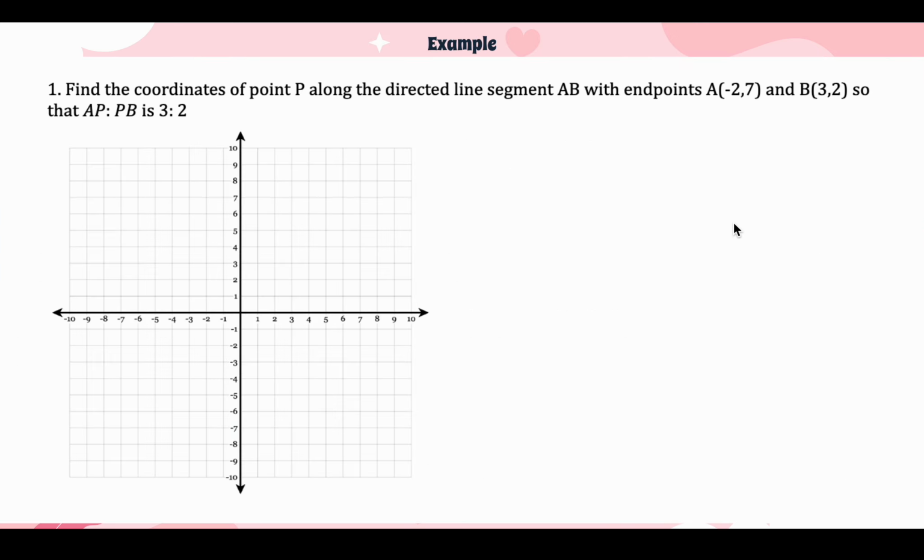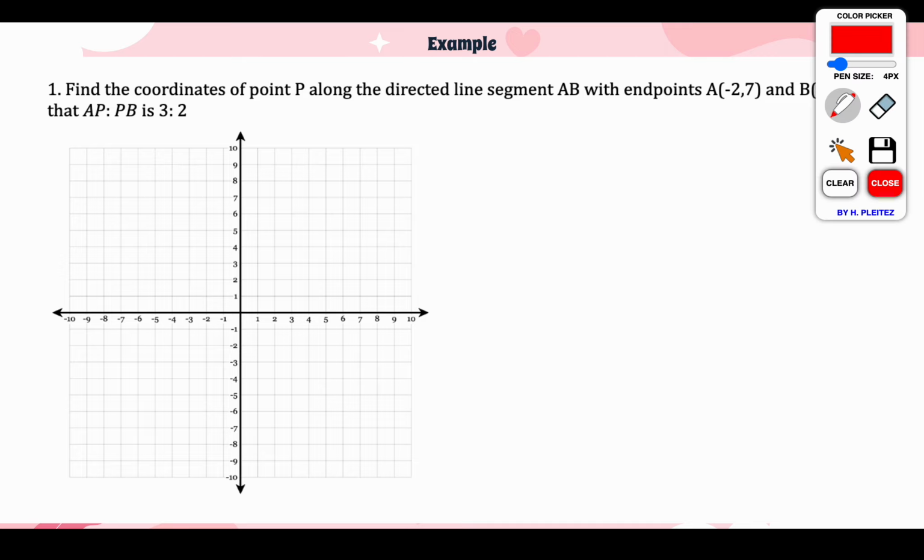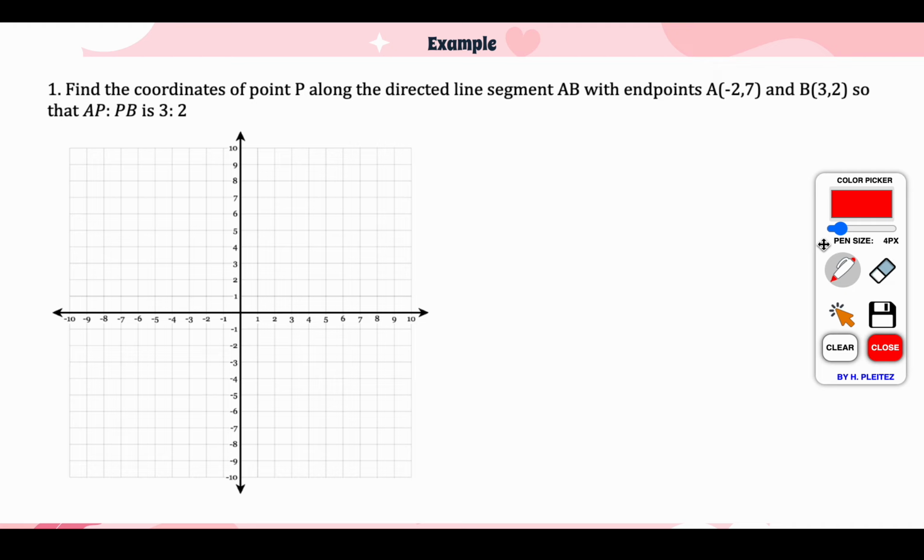We'll talk about the other advice in a little bit, but let's just get into an example to try to make sense of what this topic is actually doing. It says find the coordinates of point P, usually denoted by point P, along the directed line segment AB with A at (-2, 7) and B at (3, 2), and it wants the ratio of AP to PB to be 3 to 2.